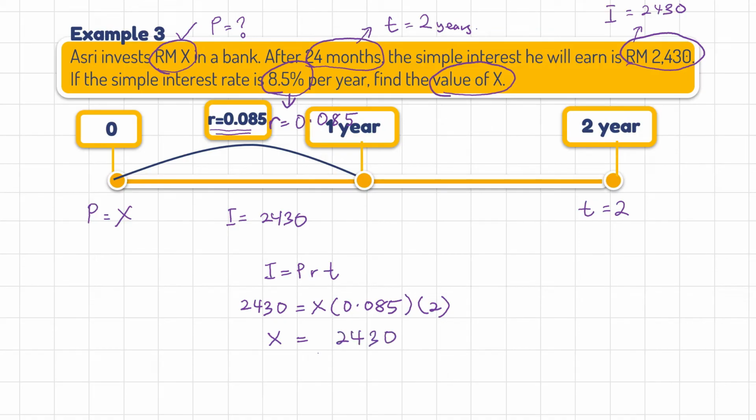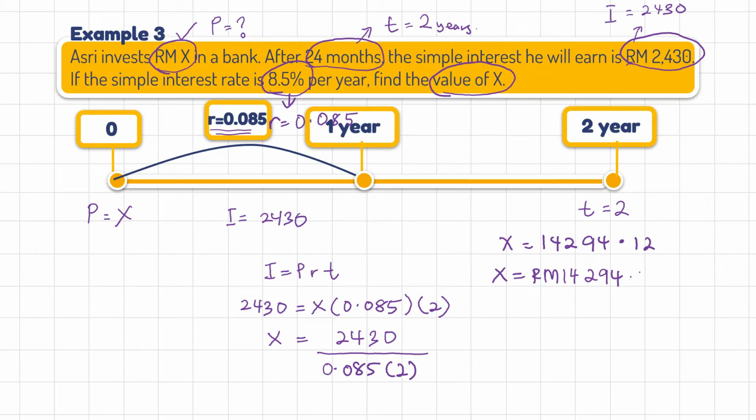2430 divided by 0.085 times 2. Just press your calculator and you will get your X is 14294.12. Please don't forget, principal also has its own unit, which is RM. So we should write X equals to RM14,294 and 12 cents. So this is our final answer for this question.